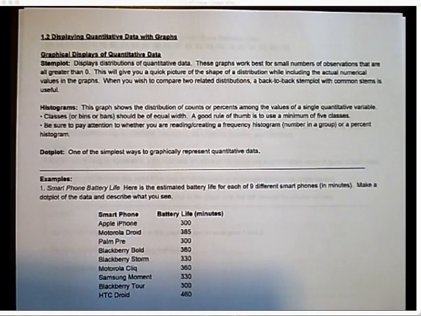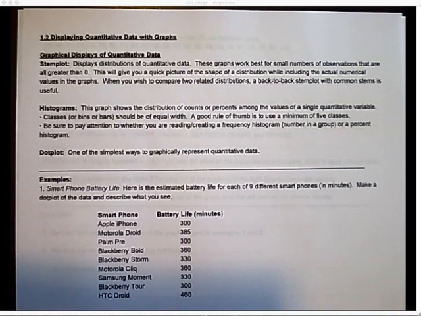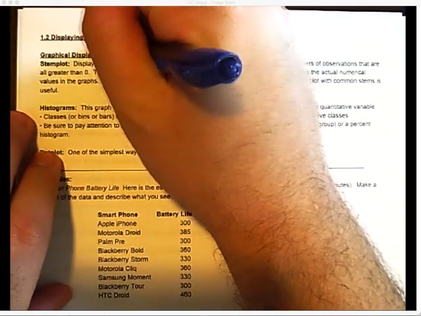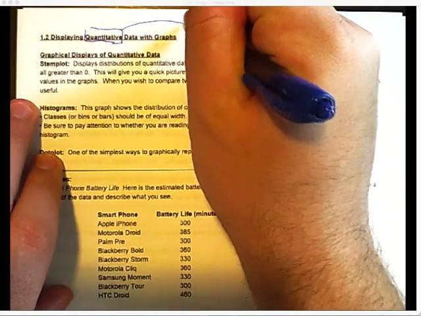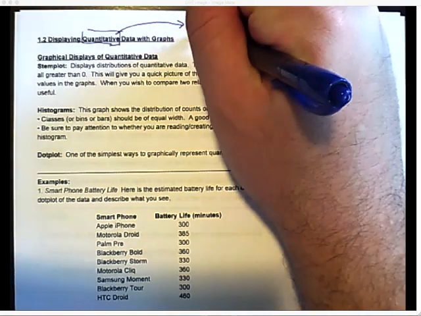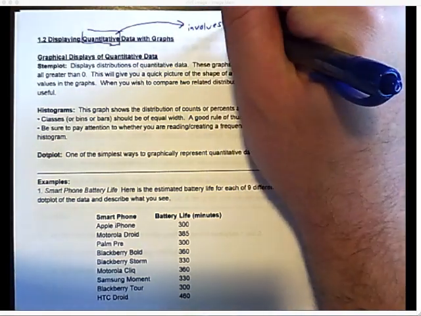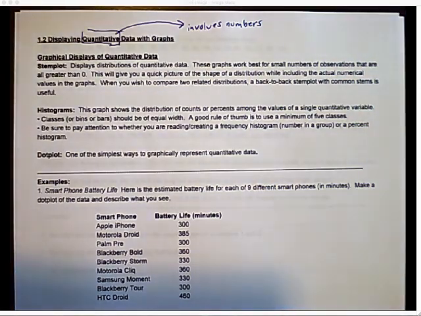Y'all, today we're going to be talking about section 1.2 from the textbook, displaying quantitative data with graphs. So we have several types of graphs that we're going to use when we're talking about quantitative data. When we see the word quantitative, quantitative is like quantity, so it involves numbers as data instead of categories as data. Okay. So we have a couple different types of graphs for this.